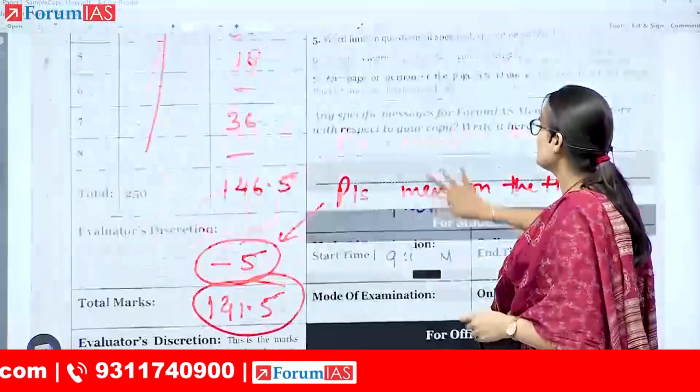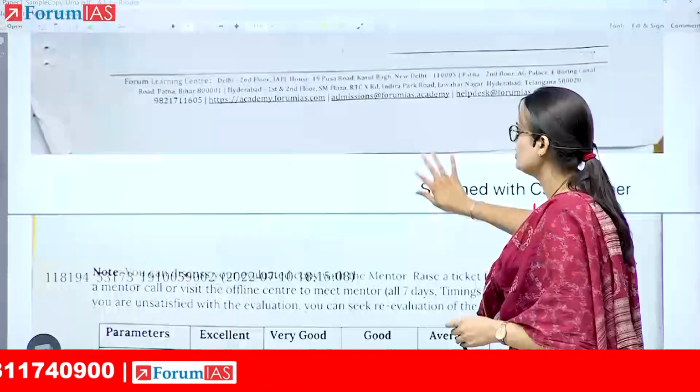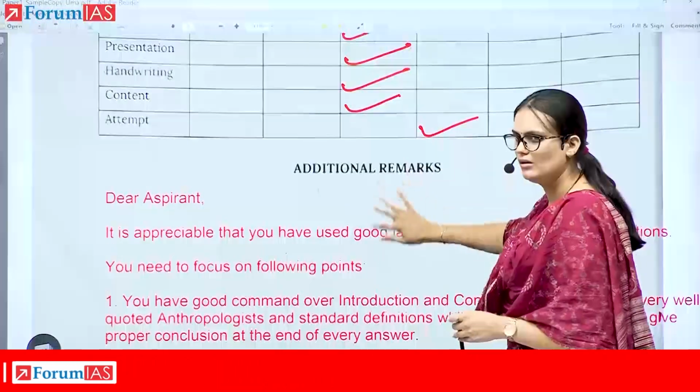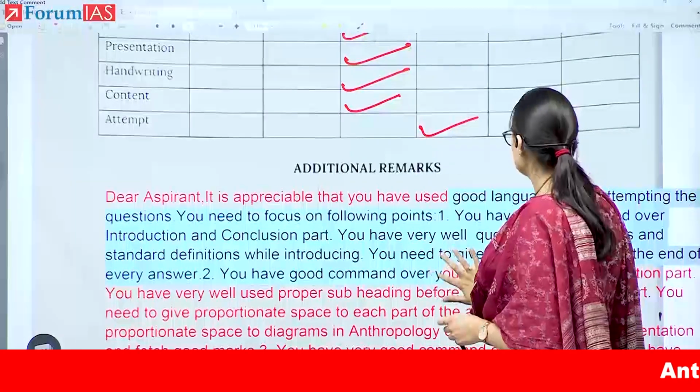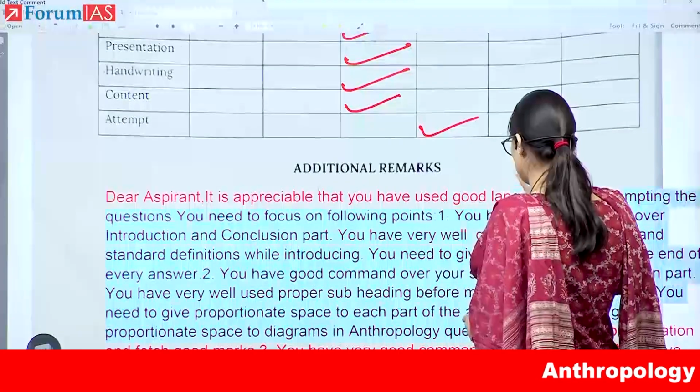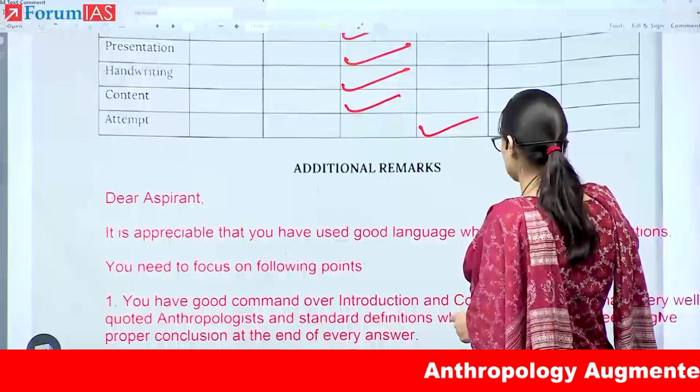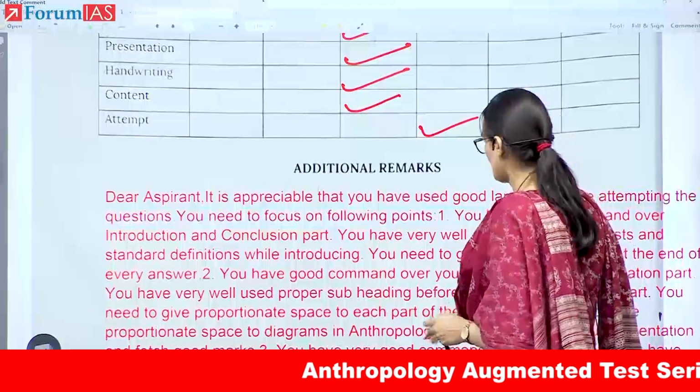Okay, this is a topper copy which I wanted to show. So, All India Rank 3, Uma. Okay. क्या हो रहा है इसमें?